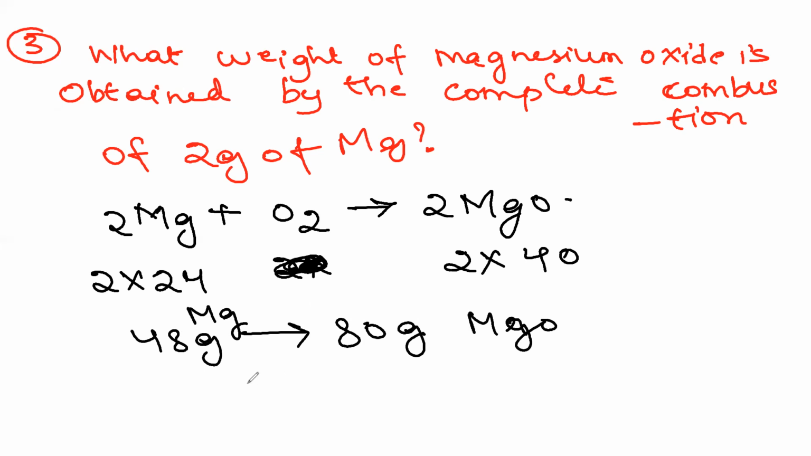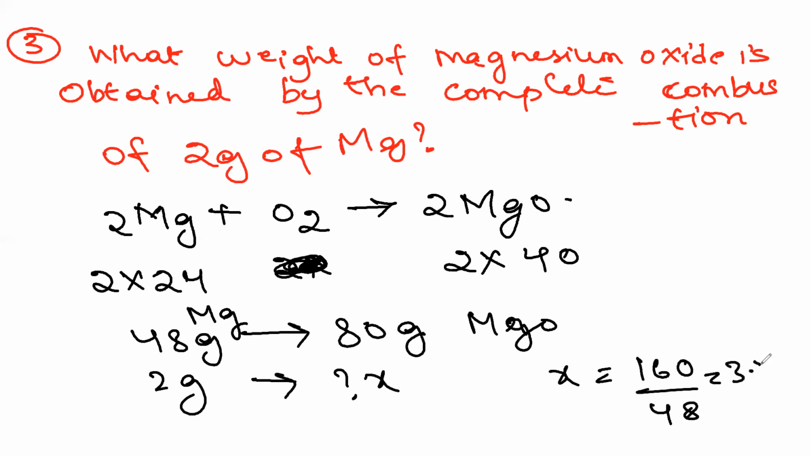So 2 grams gives how much? The answer is 3.33 grams: 2 into 80 by 48, that is 160 by 48, you'll get 3.33 grams. Now in this way we'll do weight-weight relationship. Next, we'll do weight-volume relationship.